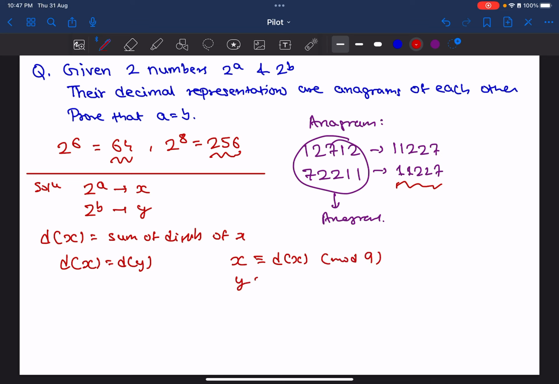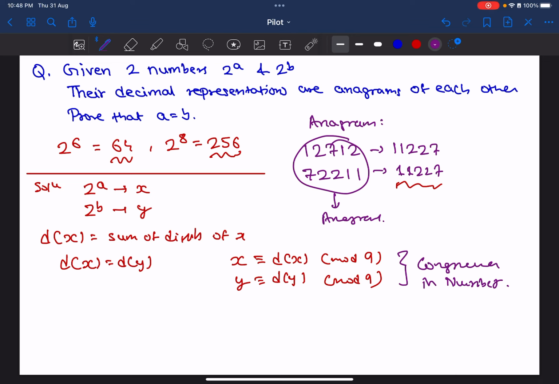Similarly, we have y is congruent to d of y mod 9. If you don't have any exposure to number theory, you should refer to congruences in number theory. Then you can understand this. I'm not going through the details of this, but that's how it is.